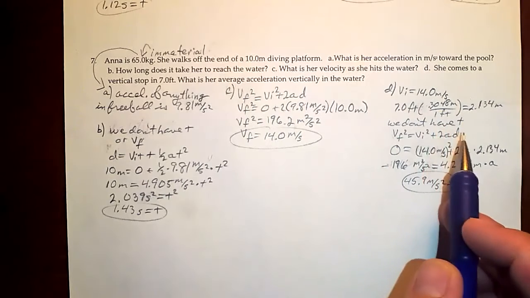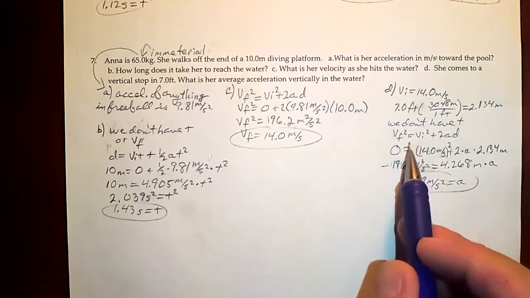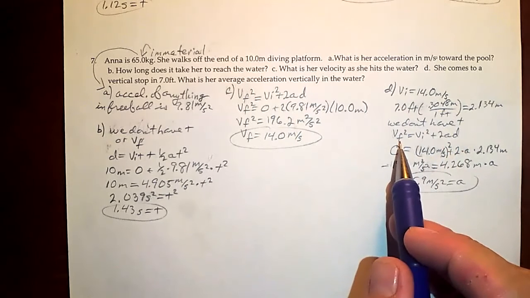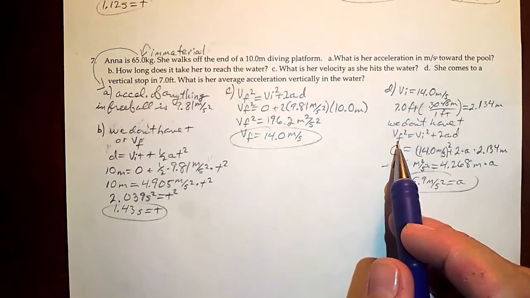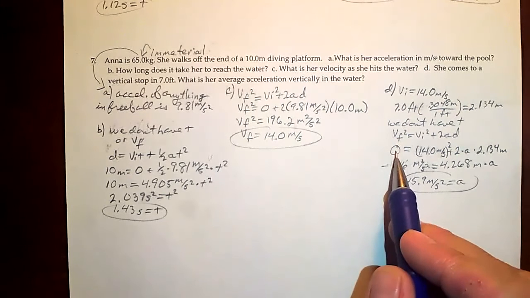We don't have t. Yes, we do. Whoops. Yes, we do have time. But you could choose this formula anyway. It's not too bad because we know that when she comes to a stop in the water vertically, because she has to come back up, right? At some point, she must have stopped going down. We know she's going to come back up. So at some point, her vertical speed must have hit 0 so she could turn around. So that's got to be 0.